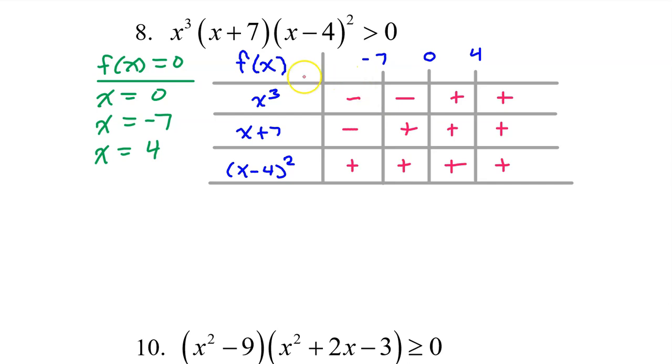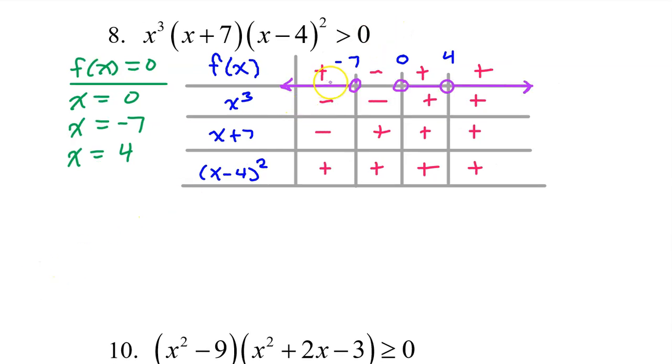Now, what about the overall sign of f of x? In the first interval, the two negatives mean that f of x will be positive. The single negative in the next interval means f of x will be negative. All positives means f of x will be positive in both of these intervals. Are we interested in where f of x is positive or where f of x is negative? We are looking for where f of x is greater than 0. So the solutions will be in these intervals where f of x is positive.